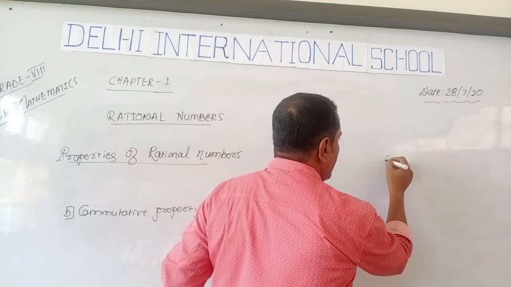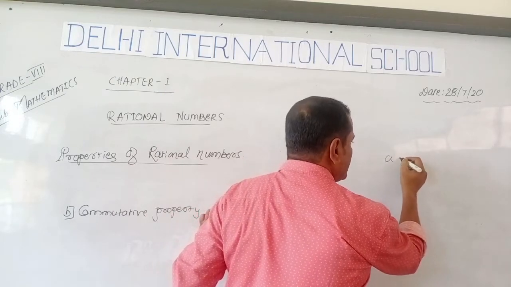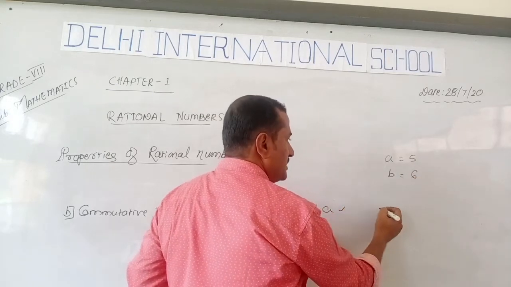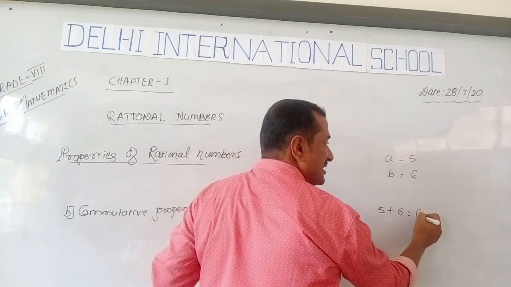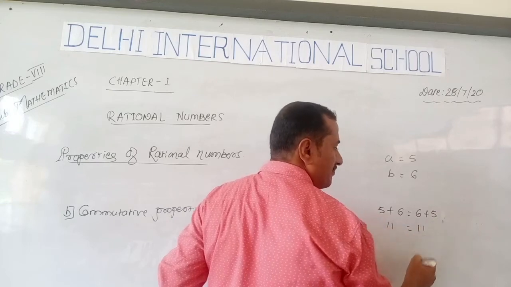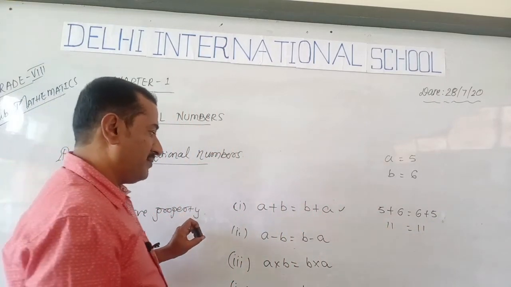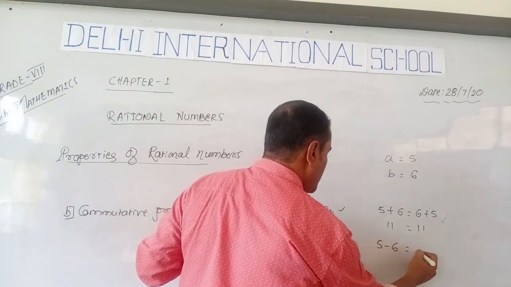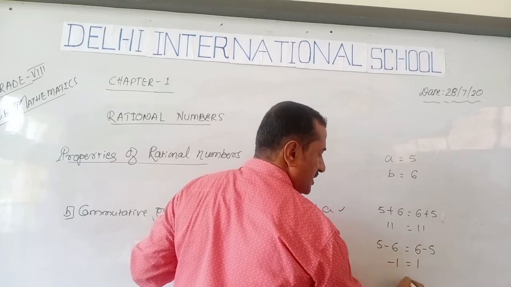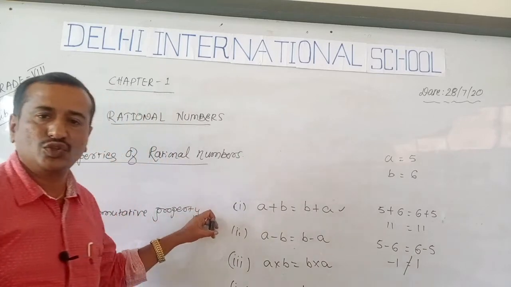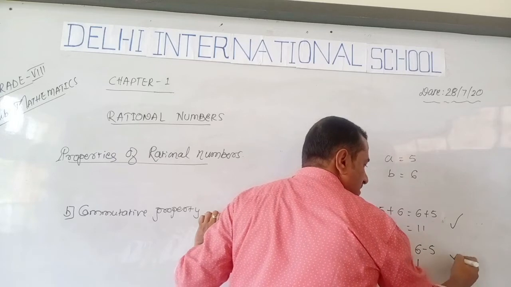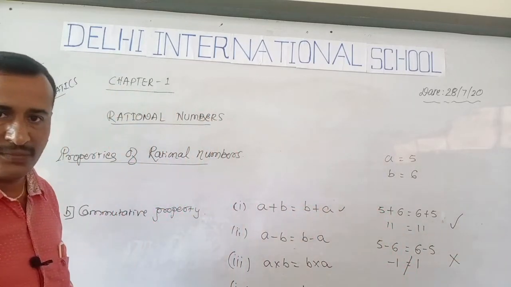Alright, I will choose A and B. A is equal to 5, B is equal to 6. Now, according to this, 5 plus 6 is equal to 6 plus 5, which gives you 11 is equal to 11. Same thing here: 5 minus 6 is equal to 6 minus 5. 5 minus 6 is minus 1, 6 minus 5 is plus 1. Hence, it is not commutative. Addition is commutative, whereas subtraction is not commutative.